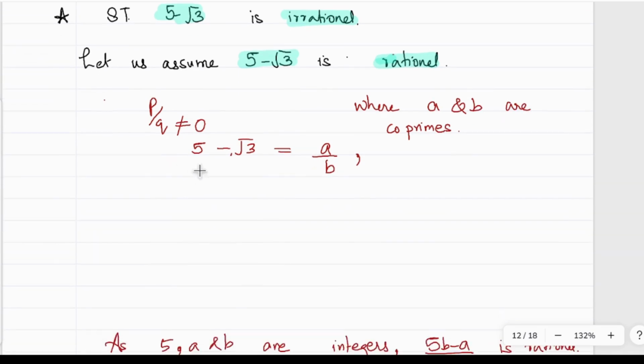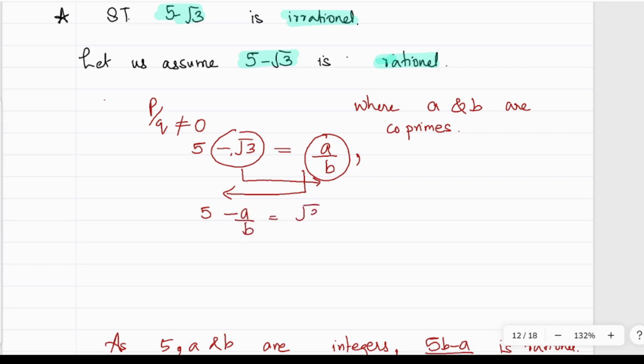So what we can do here, 5 minus root 3 equal to A by B, means I have to isolate this root 3 in such a way that I should get positive root 3. I will take this root 3 to the opposite side and I will take this A by B to the opposite side, to this side. Okay. That means how can I rewrite this equation? That is 5 minus A by B equal to root 3. So now I got an equation for what?